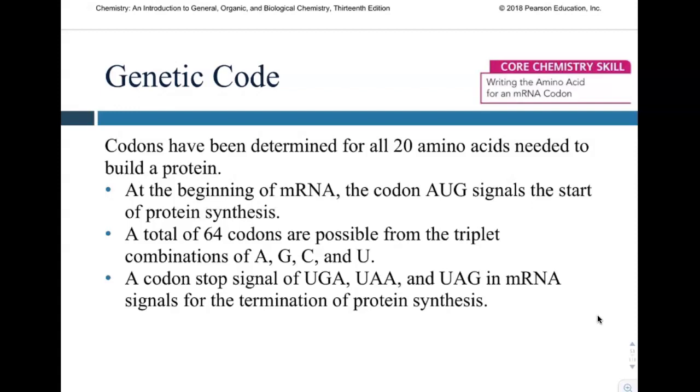Your codon, AUG, starts the protein synthesis. So what the ribosome is going to do, it's going to go until it finds AUG, and it's going to say, okay, we're going to start here. And then there are 3 different stop signals, UGA, UAA, and UAG. And it'll go all the way until it reads one of those stop signals, and then it will stop. So that protein line will be done when it reaches those.